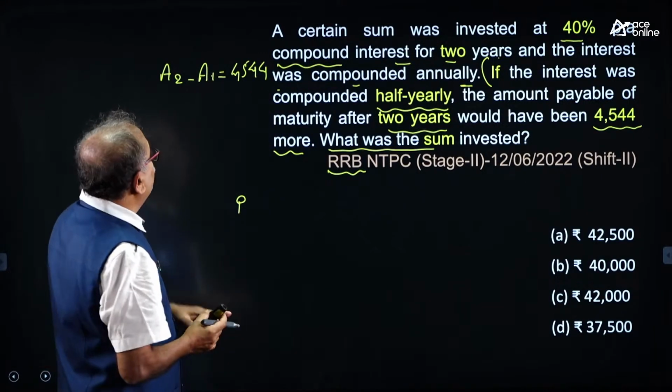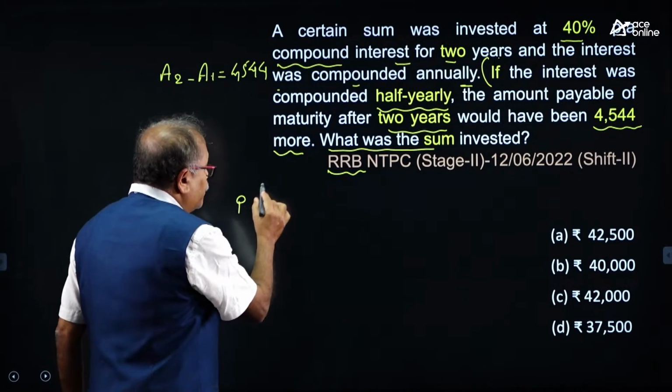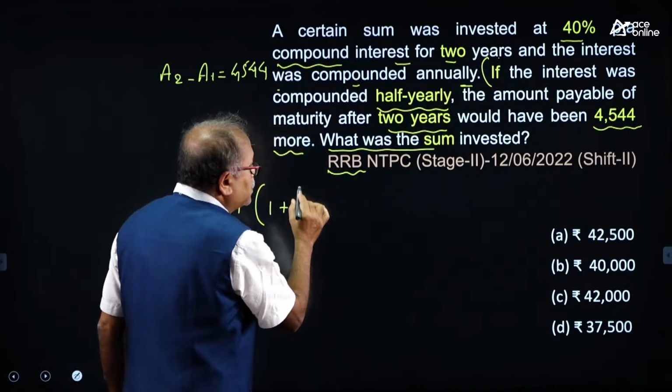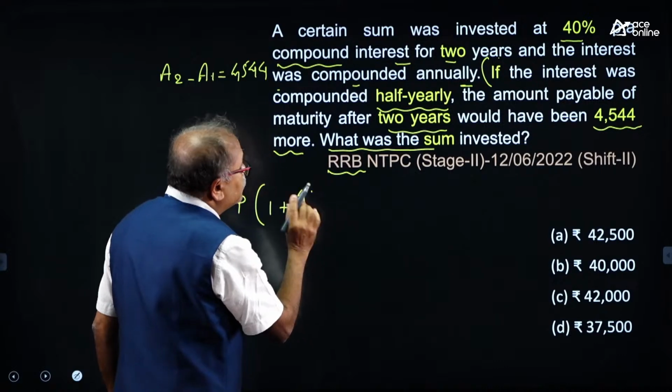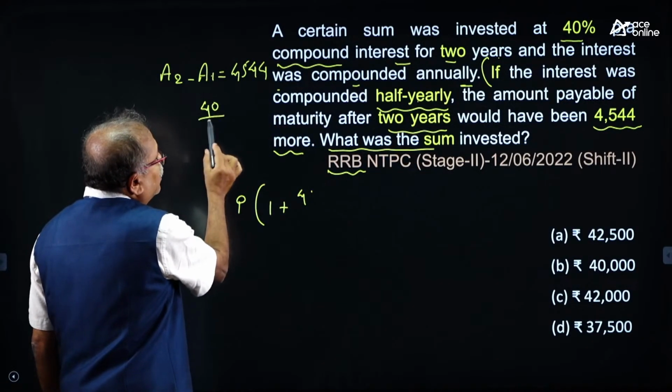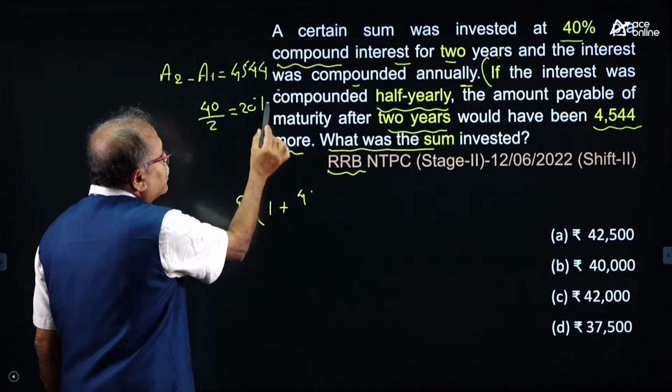So, what is amount 2? How do you write this one? P into (1 plus R by 100), and R is nothing but 40%. That is here half yearly in the second case. So that is 40 by 2, half yearly, you are getting a 20% rate of interest.